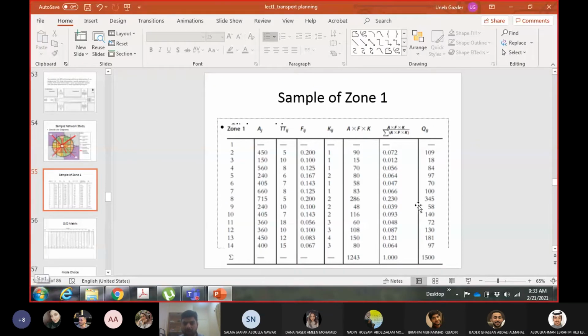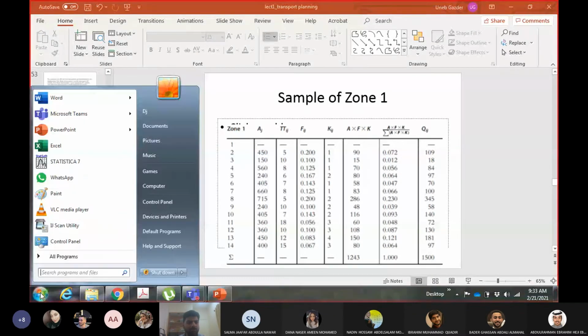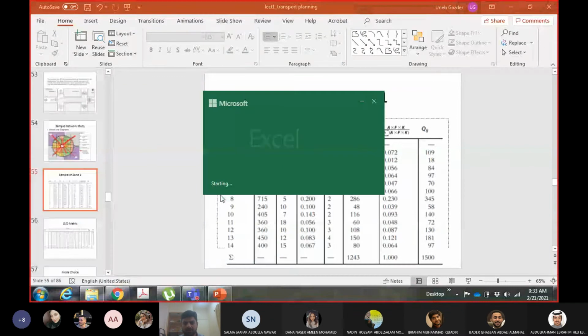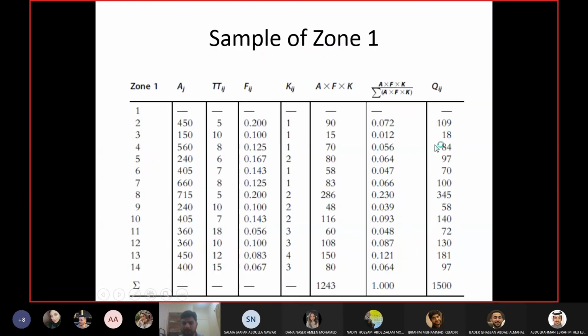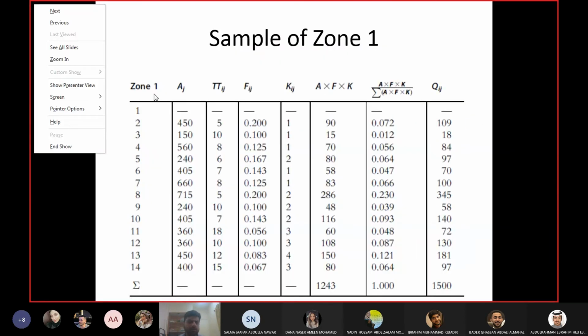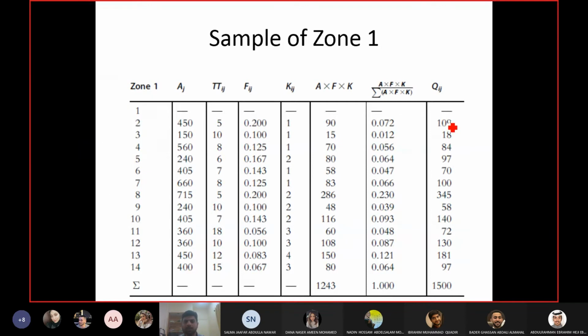Now I want to calculate this last column, Qij. The total number of trips produced is 1000 from zone 1, and I will multiply with these factors. So give me the Qij factors now. For the first zone, 0.072 multiplied by 1000. How much will it give you? 72.